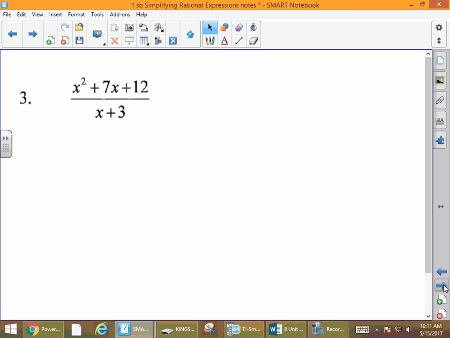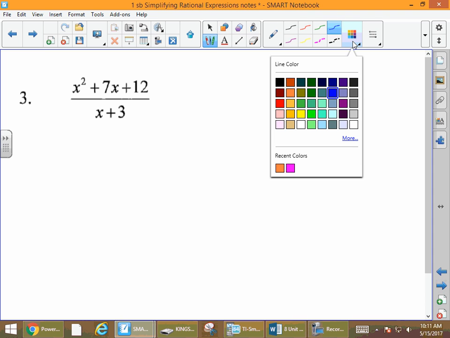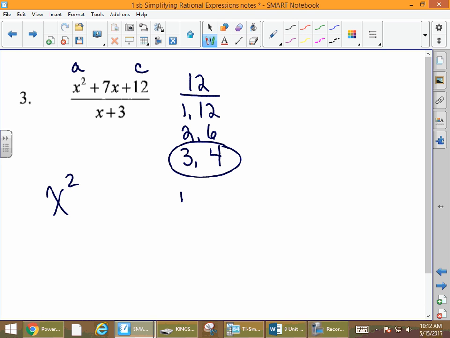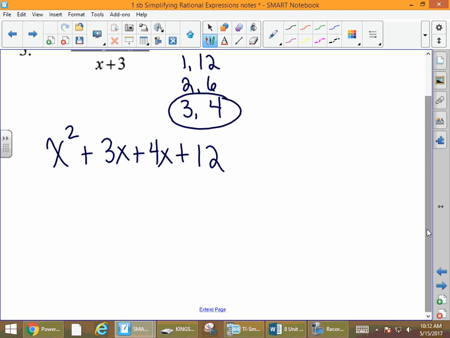On problem number 3, as we take a quick look at the numerator, it looks like we might be able to split the middle. Remember, here's A and here's C, off to the left on your paper so that you've got enough space. 1 times 12 is 12. The factors of 12 are 1 and 12, 2 and 6, and 3 and 4. Will any of those combine to be 7? So when we go back in here, we've got x squared and we've got plus 12. We're splitting the middle this time. Luckily, it's going to be plus 3x and plus 4x. We don't have to worry so much about our signs because everything's going to be positive.